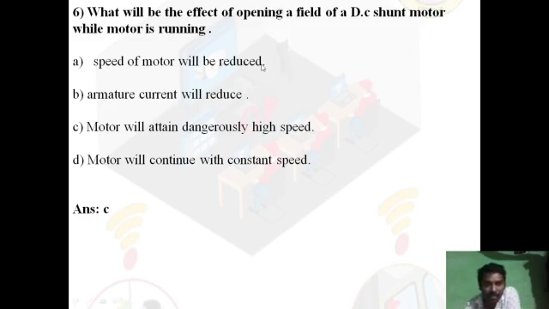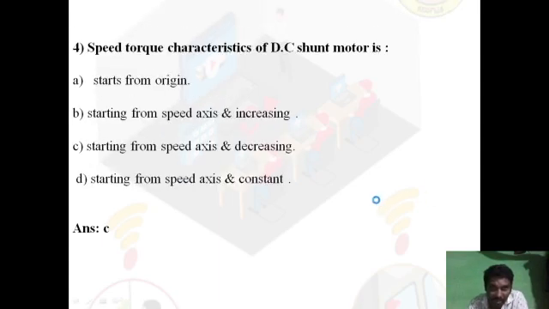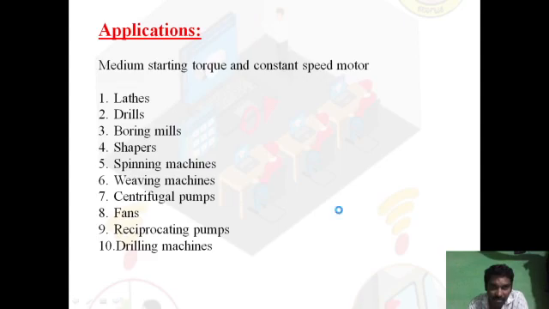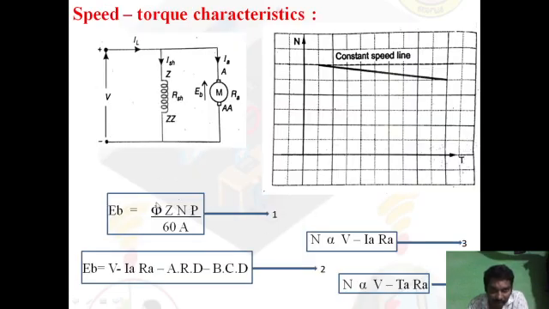The speed of the motor will be reduced, or the armature current will reduce, or the motor will attain dangerously high speed, or the motor will continue with constant speed. So here the option C, the motor will dangerously attain high speed, because from the equation Eb = PΦZN/60A, we have to consider the flux and N, because this is the topic for discussion.